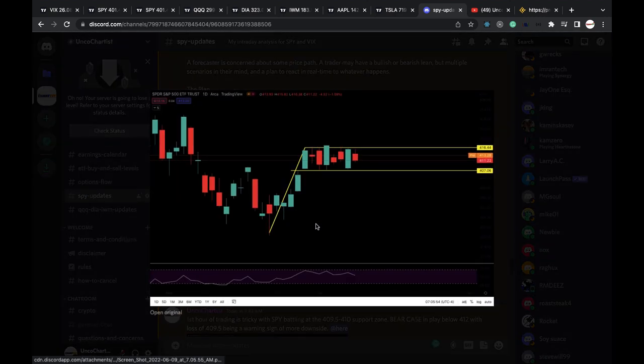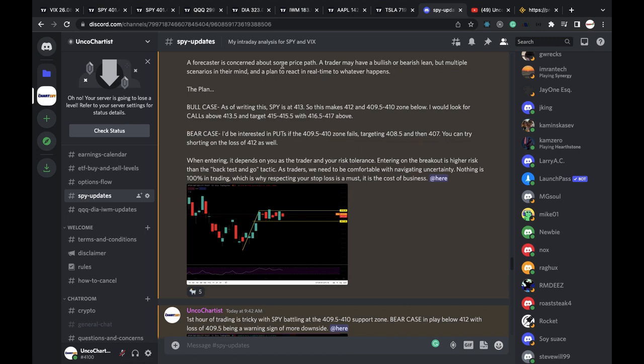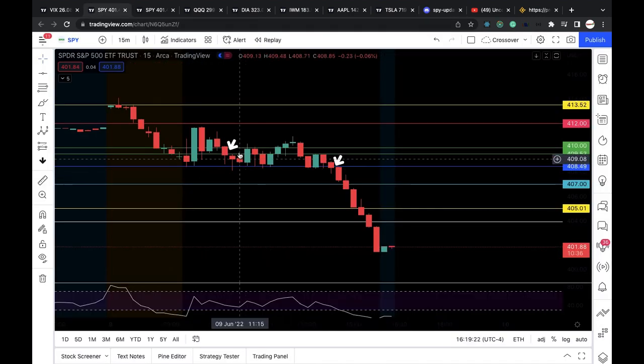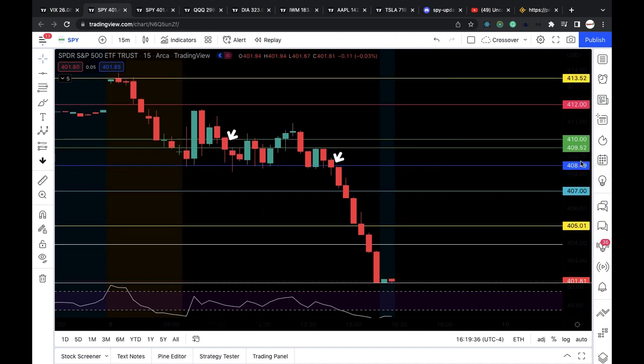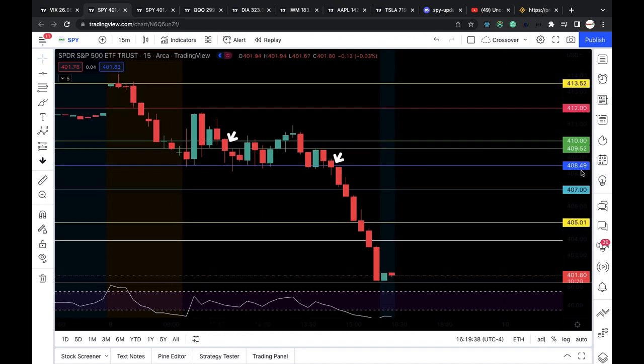I posted a picture here, the flag pattern on the daily chart. We're going to talk more about that. And well, as you can see, it worked out pretty well. It was pretty difficult in the morning. I was able to enter puts on my first trade on this breakdown of 410 right here, level to level, meaning whatever level I use as reference to enter, I want to take profits on the next level. I had it down here around 408.5.